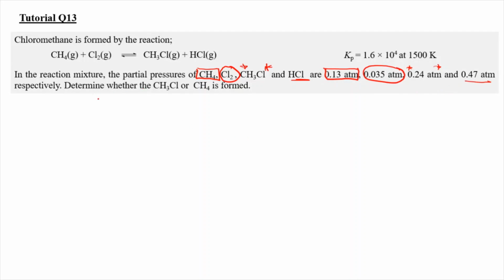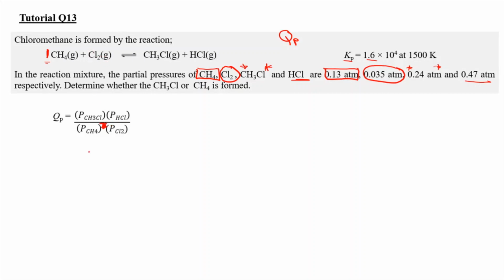Okay, so we need to determine whether CH3Cl or CH4 is formed. So similarly as before, we need to compare our QP with our KP. And then from here, we can determine the direction of equilibrium. All right. So from here, we need to write our QP first. So QP is equal to the partial pressure of the product, which is CH3Cl, with PHCl, divided by the partial pressure of CH4. The balancing of the equation is 1 here, so we're going to remove that. And then the PCl2 is also to the power of 1.